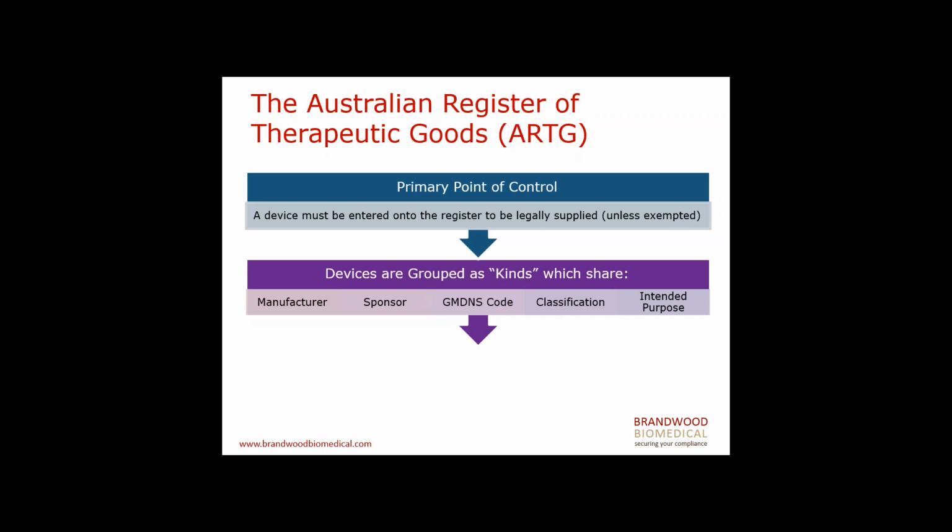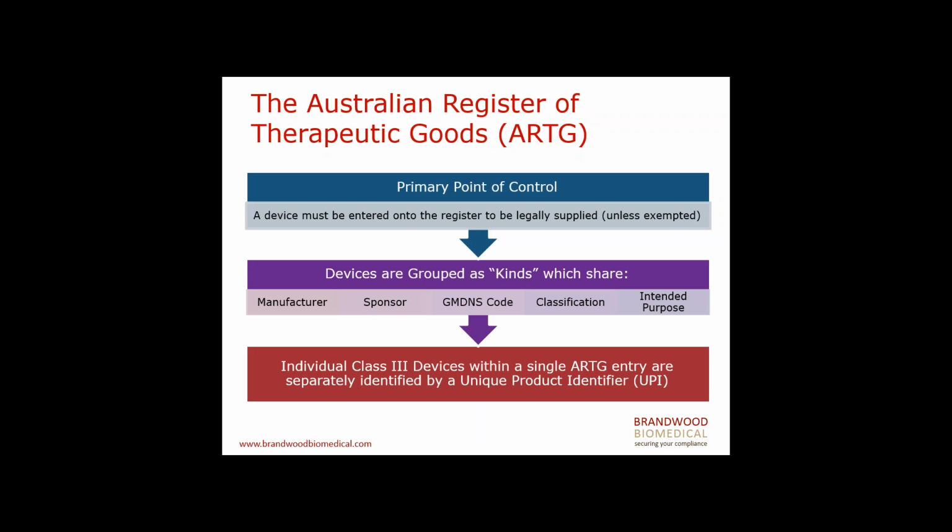Obviously, it will have to be looked at on a case-by-case basis, so sometimes you can't have a device that significantly varies in design aspects or key biological or technical characteristics, but in general, it is the same kind if it shares those characteristics. This is normally the case for classes 2B and lower. For class 3, there is an additional requirement to have the same unique product identifier. So for class 3 devices to be of the same kind and to share the same ARTG entry, they not only have to have the same manufacturer, sponsor, GMDN code, classification, and intended purpose, they must also have the same unique product identifier.